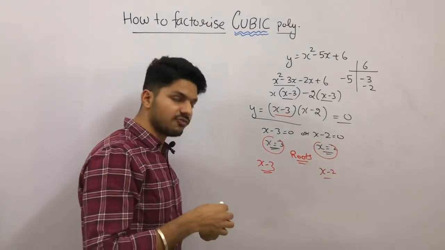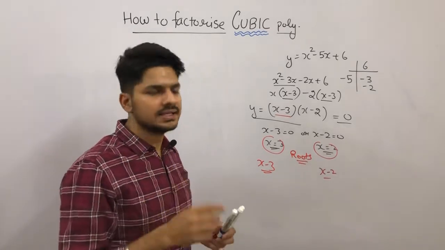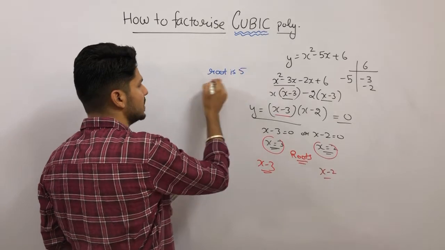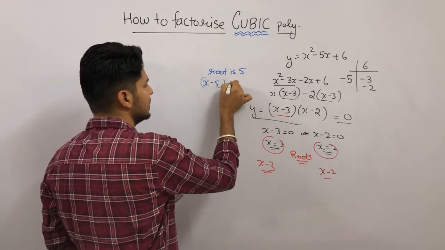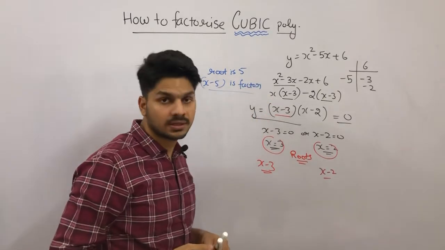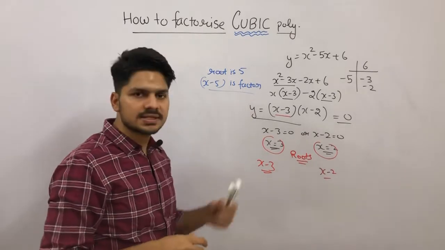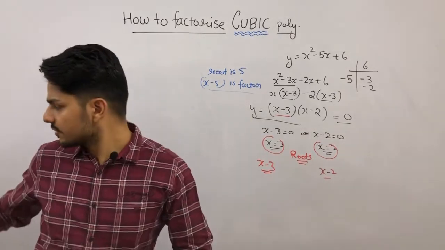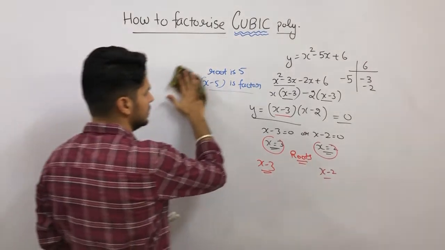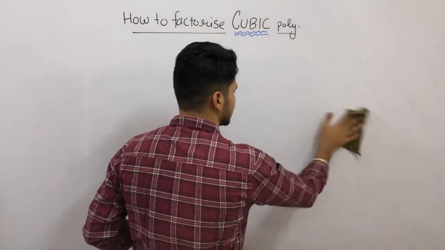If I say you that there is a polynomial whose root is, I say 5, you can say that x minus 5 is factor of that polynomial for sure. Yes, clear. It is clear from this concept. Let us move towards our cubic polynomial. So what we have to do in cubic polynomial, let me tell you that there is no direct formula first of all to factorize it directly.